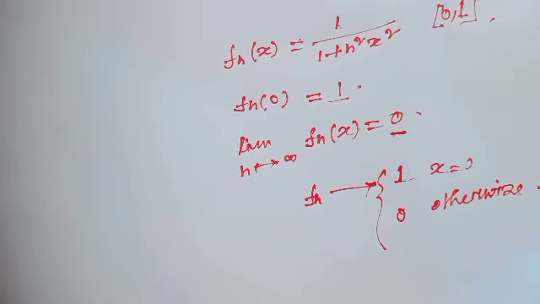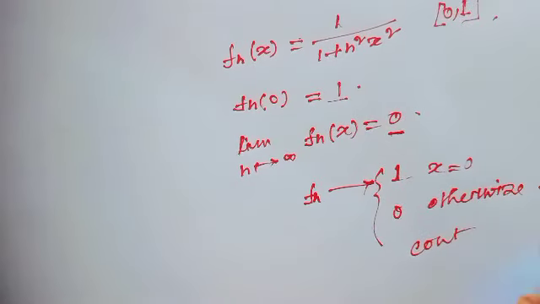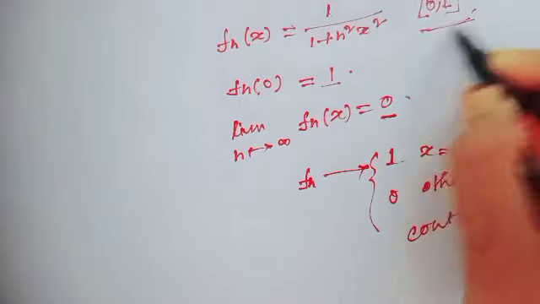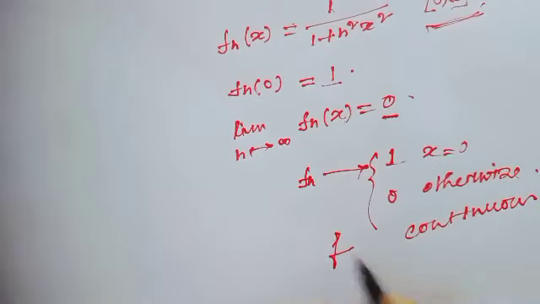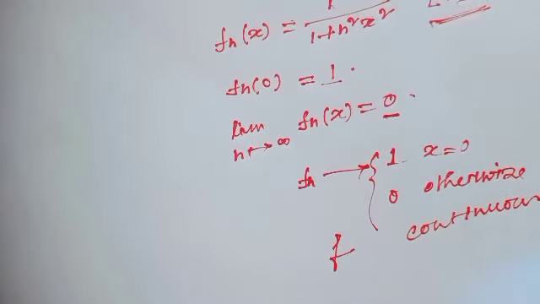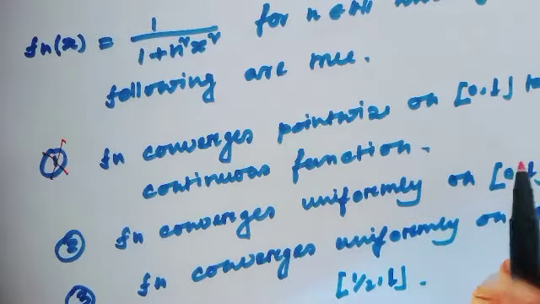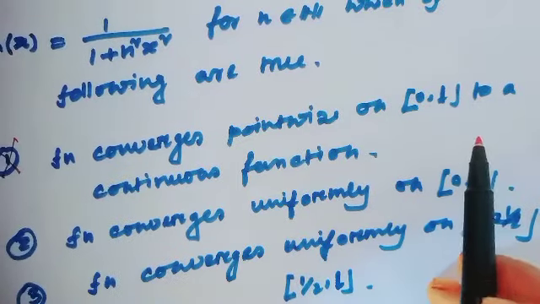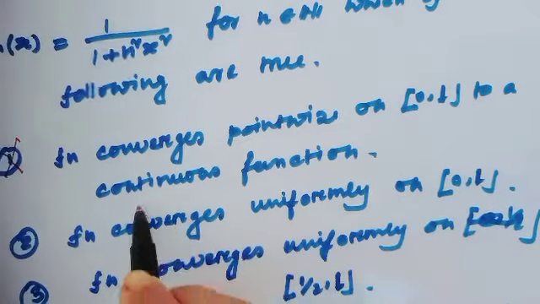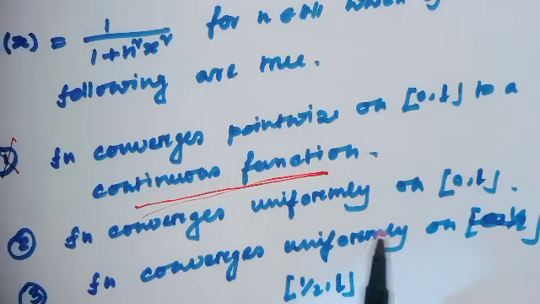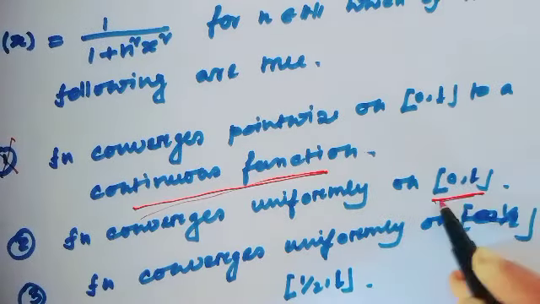That means this is not continuous. So for this interval, f is not a continuous function. That means option 1 is a wrong option: Fn converges pointwise on the closed set [0, 1] to a continuous function. This is a wrong option. Option 2 indicates Fn converges uniformly on the set [0, 1].